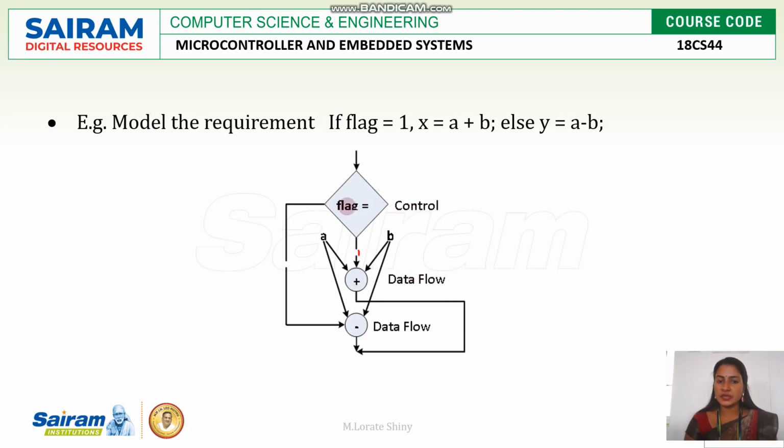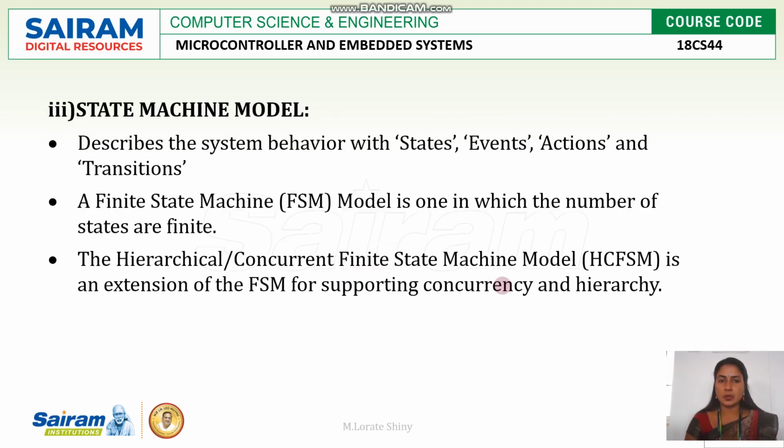Okay, if the flag is 0, then we have to go for subtraction. The inputs are the same, a and b only. Okay, so this is the CDFG model. The third one is the state machine model.